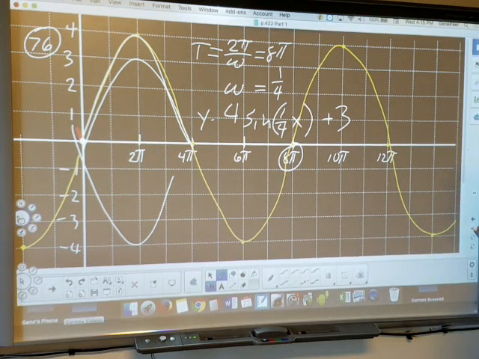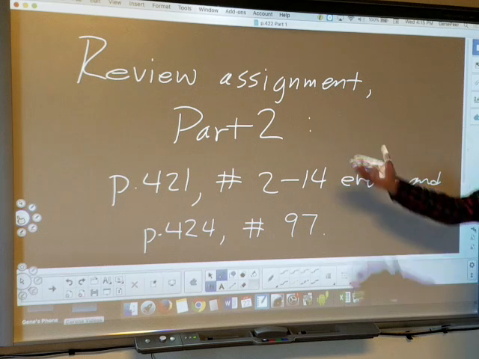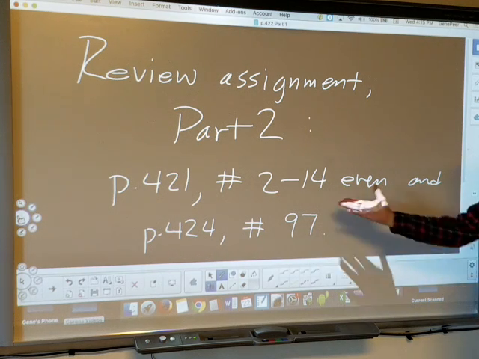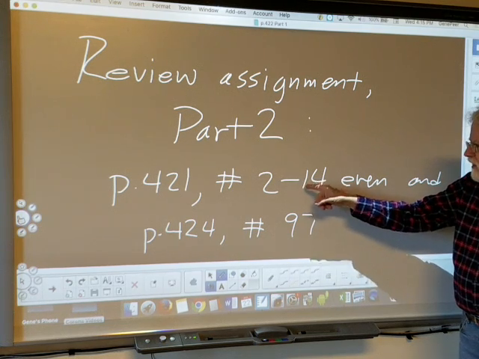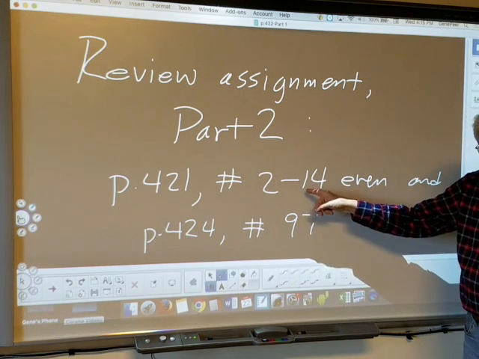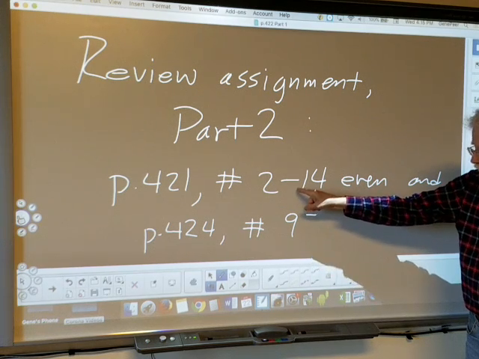And is that the end? I think that's the end. Yep. Part 2 of your review assignment. You'll find this to be fairly short. These are a bunch of conversions of changing degrees to radians and radians to degrees. We haven't reviewed that yet. That's what this is all about.